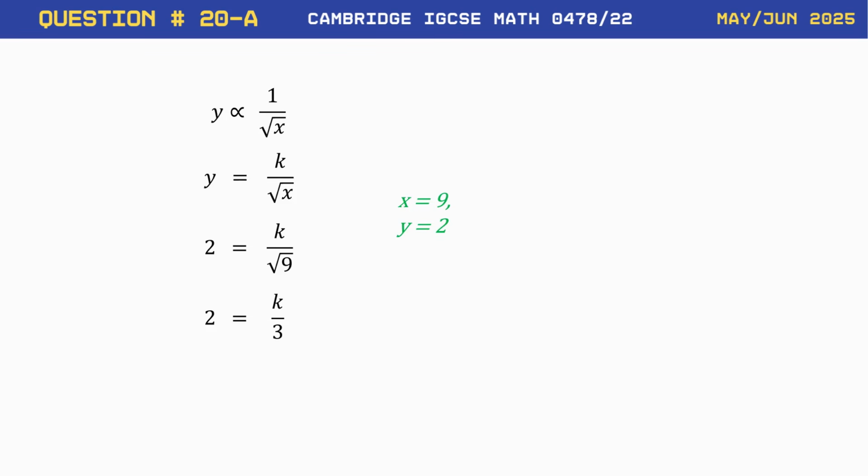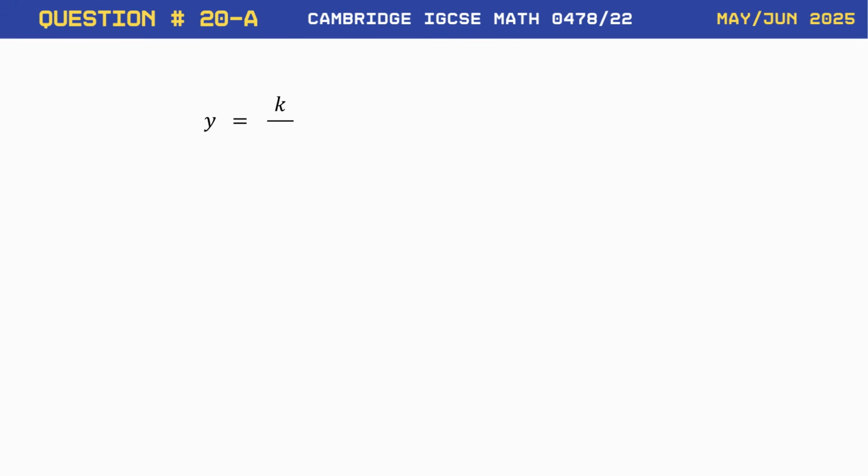As square root 9 equals 3, 2 equals k over 3. Multiplying both sides by 3, k equals 6. Now substituting the value of k into the formula, y equals 6 over square root x.